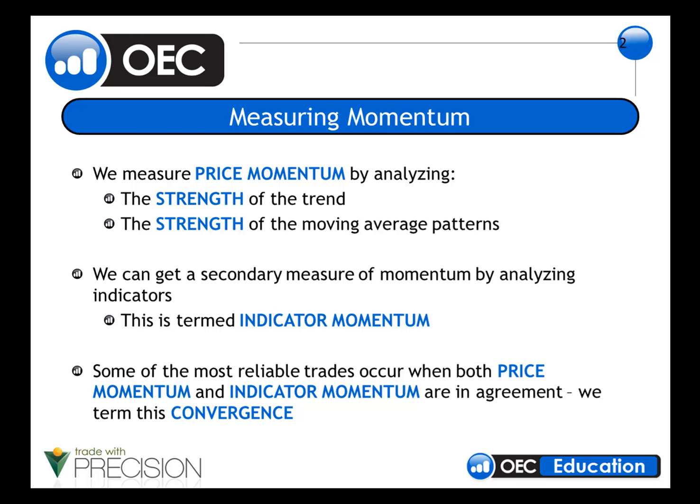We're trying to find the most reliable trades, and typically those high probability trades occur when both price momentum and indicator momentum are in agreement. And this term is known as convergence.